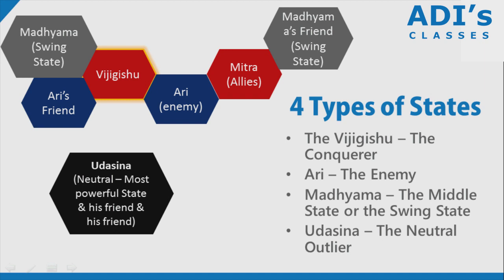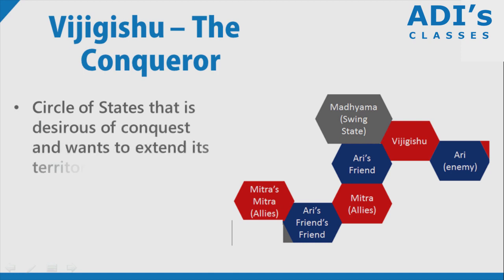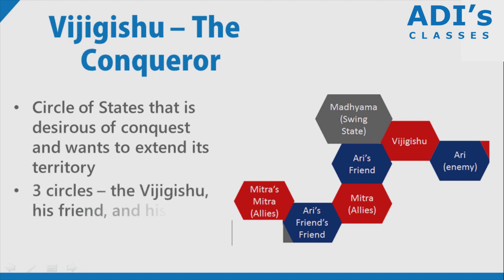So there are 4 types of states that we look at in the Mandala theory. The first one is the Vijigishu, the second one is the Ari, the third one is the Madhyama, and the fourth one is the Udasina. The Vijigishu is the circle of states that is desirous of conquest and wants to extend his territory. There are 3 circles, that is the Vijigishu, his friend and his friend's friend. This can be seen in the diagram that is represented.